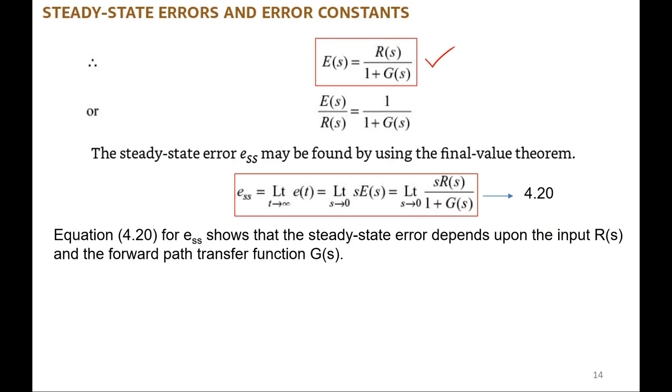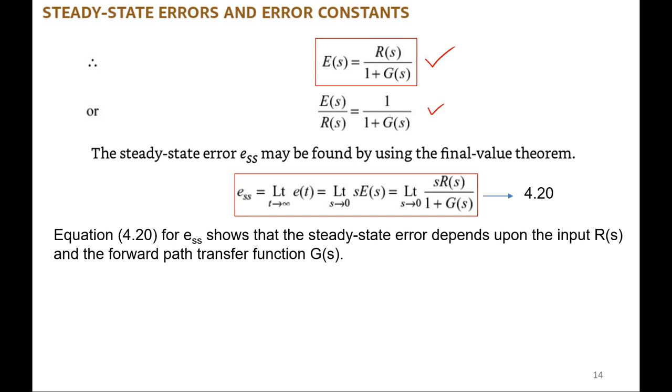Okay. You can observe here, we have told already, the error depends on the input of the system, right? Also it depends on the forward path transfer function G of s. Let me rewrite this equation once again. Taking R of s this side, E of s by R of s is equal to 1 by 1 plus G of s. Okay. We'll see whether this equation is used further.